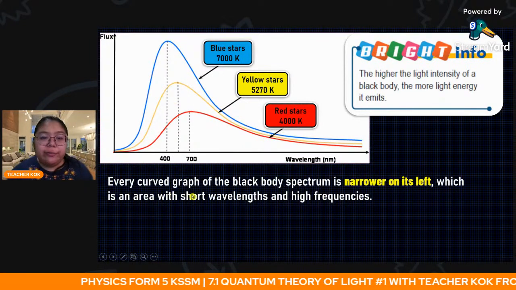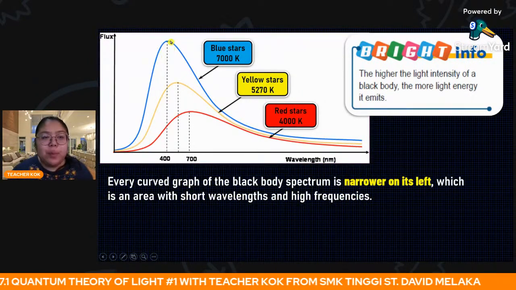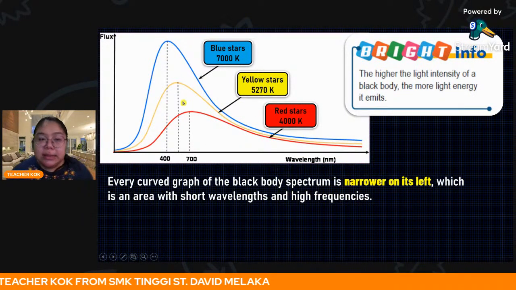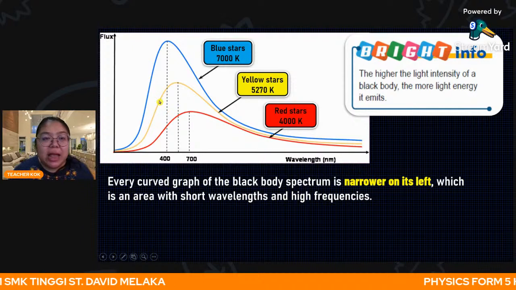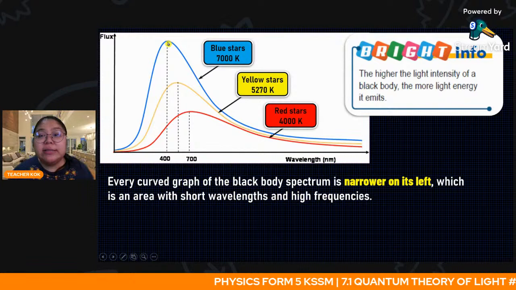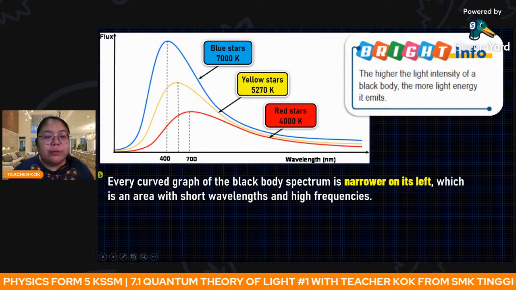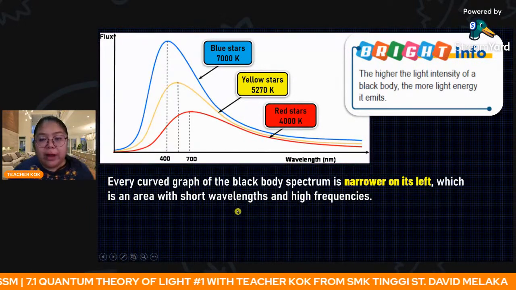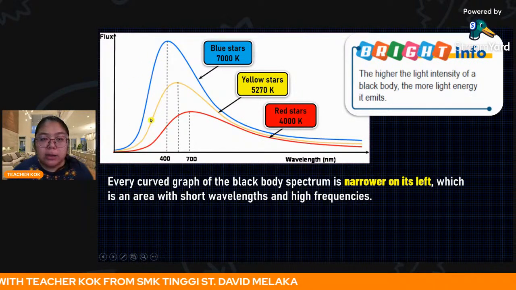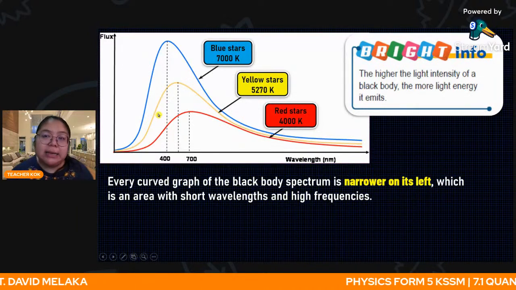So every curved graph of the black body spectrum is narrow at the left. The important part you want to see is the left hand side. The right hand side is the same for everyone. The left hand side becomes narrower and narrower. The one that is more curved, with an increasing gradient, should be the blue star, because it is the highest, and after that they drop. This is an area with short wavelength and high frequency. You must remember this part, the left hand side: the wavelength is the shortest, and the frequency is the highest.